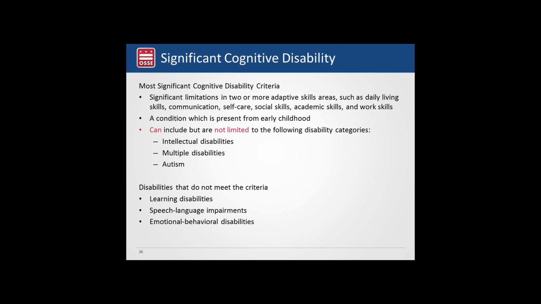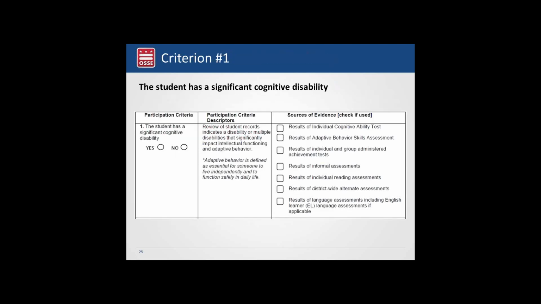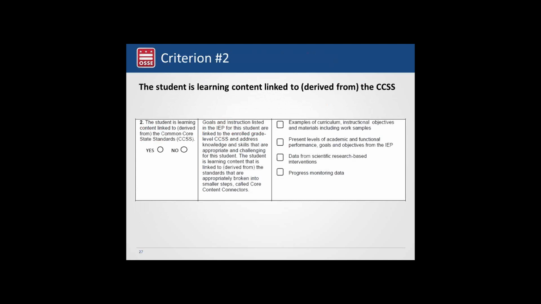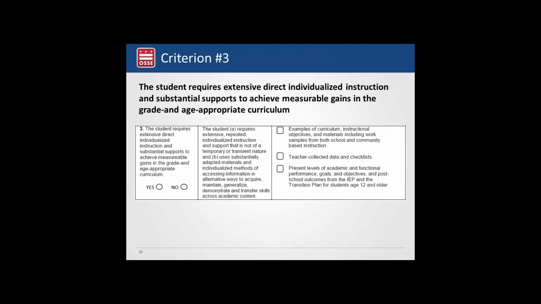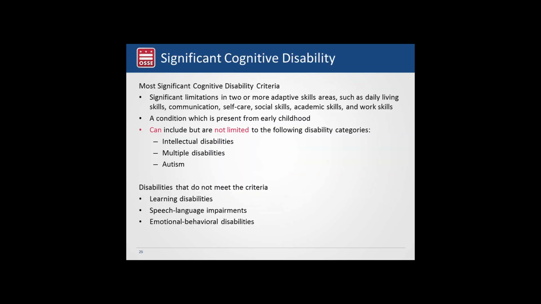For example, even if you have an intellectual disability as a student, that still does not automatically qualify you to take the alternate assessment. It needs to rise to the level of being a significant cognitive disability that meets the criteria that Michael just talked about with what they're learning, and that they require this extensive, direct, individualized instruction and substantial supports.